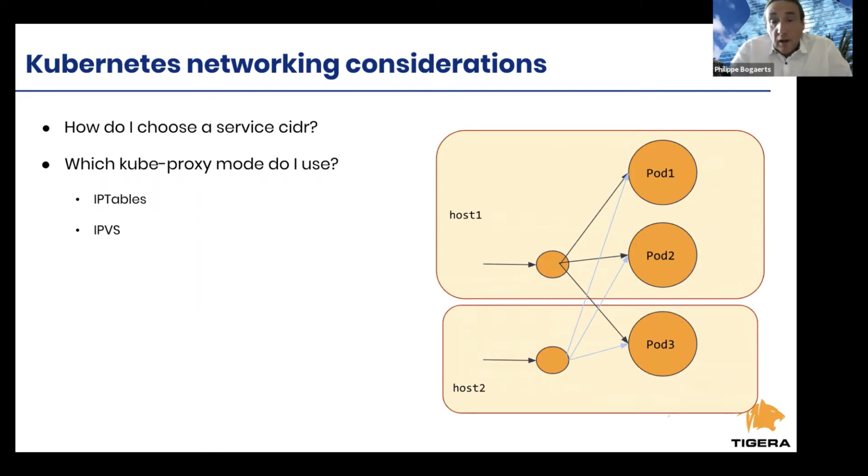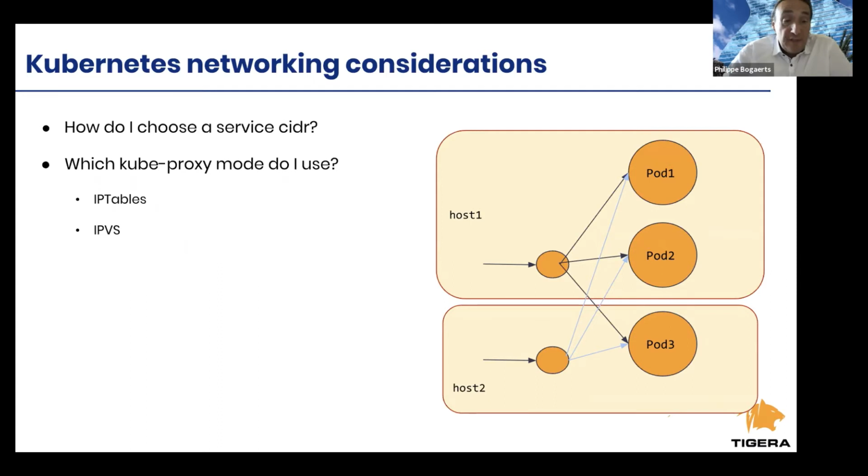Services are implemented by iptables, or IPVS as I said, which should be configured on every node. And that's essentially the task of kube-proxy to take care of that. So once a service is defined, kube-proxy will poll the Kubernetes API and make sure all the correct entries are made inside of iptables.